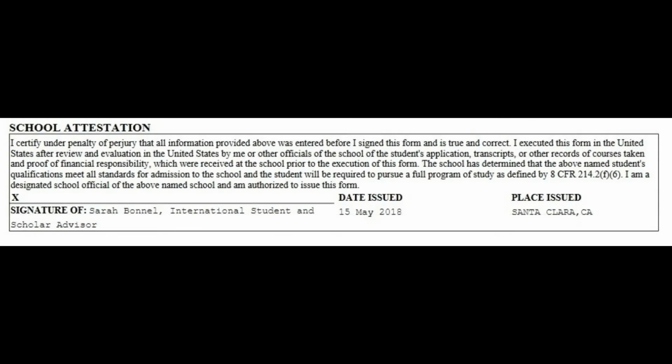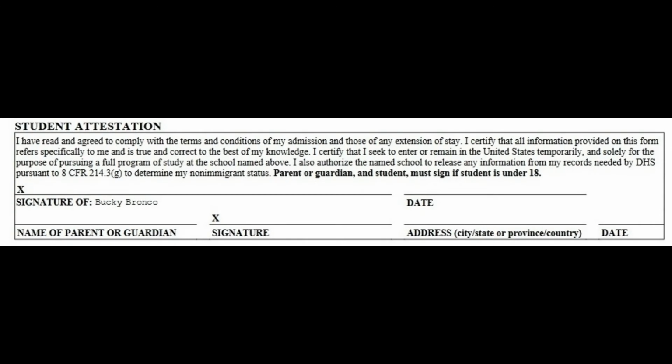School Attestation. This section should be signed by an ISS team member in blue ink. Student Attestation, signature, and date. Each time you get a new I-20, you should sign and date the I-20 in blue ink immediately. Guardian Attestation. This section should not be completed for most students. This should only be completed by a parent or guardian if you are less than 18 years old.